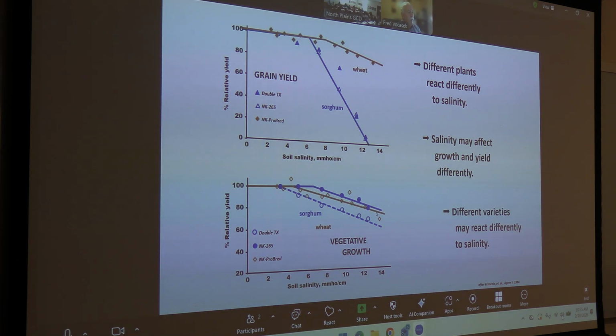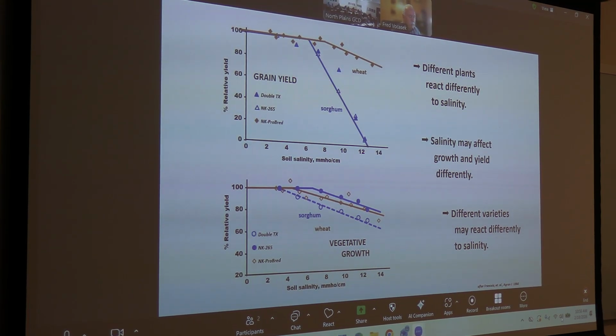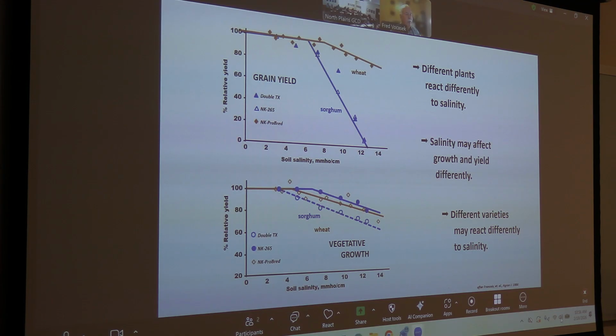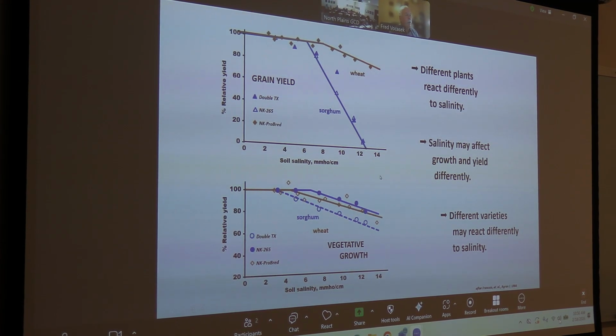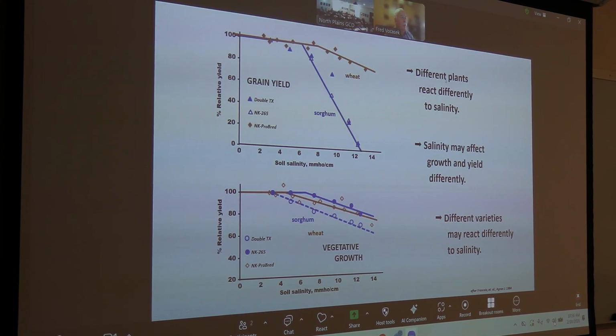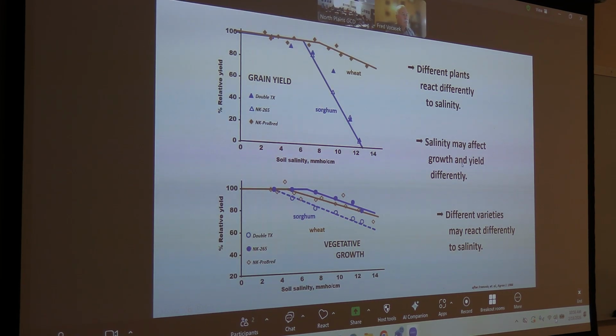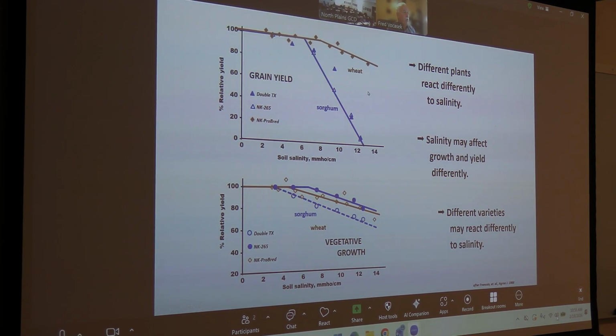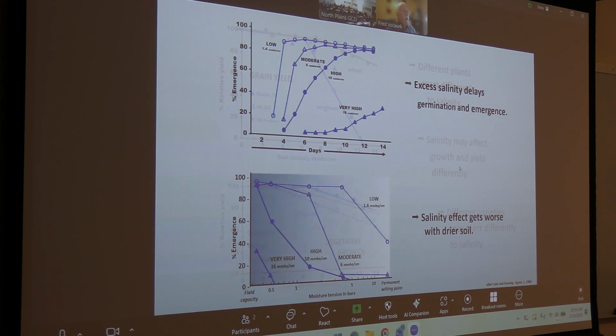So if there are salt sensitive varieties, and I know seed companies have picked out lines that are more tolerant, we can switch. Not only may we switch from one type of crop, but we may be able to pick varieties within that crop. So these are important. Different plants react differently. The salinity may affect vegetative growth and final grain yield differently. And different varieties within a crop species may react differently to salinity.